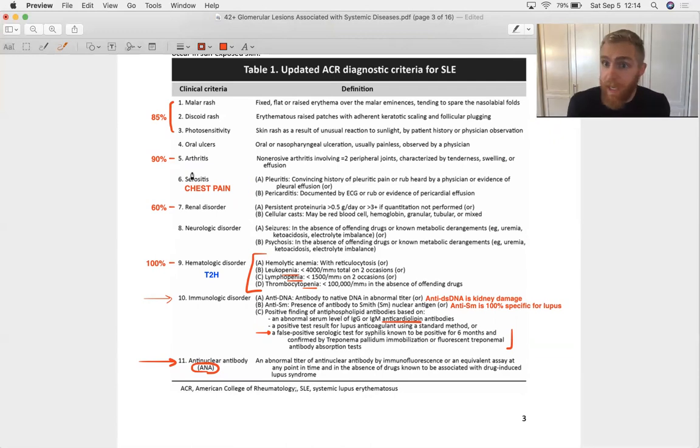And you can go digging, and you should go digging for other positive criteria. If your patient's got the malar rash and arthritis and that's it, then you really need to be getting the anti-DNA, the anti-Smith, the anti-cardiolipin, the ANA. Get every antibody in the book for the sake of the patient, you know?